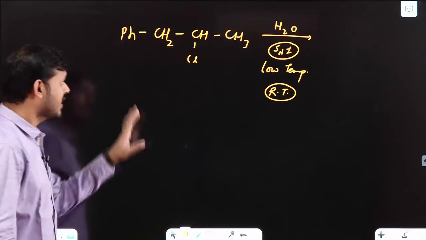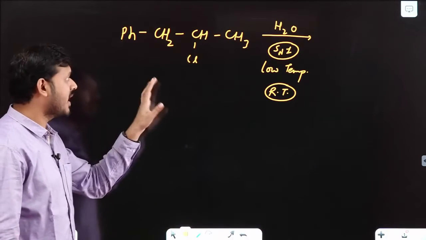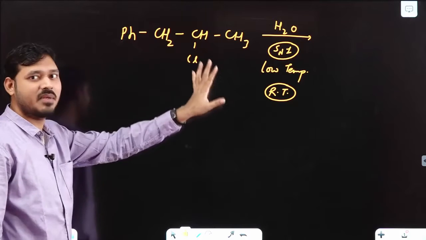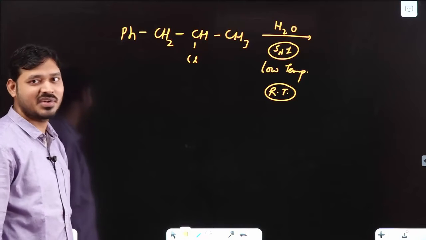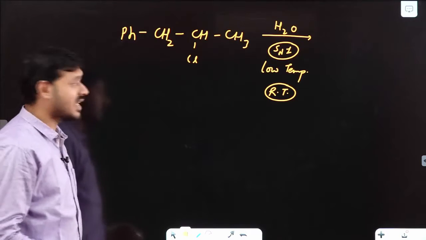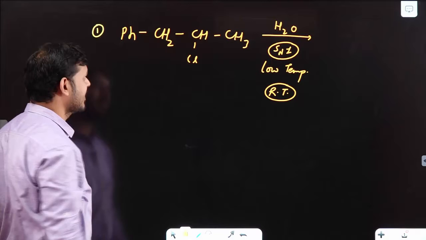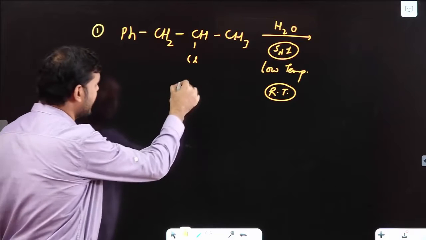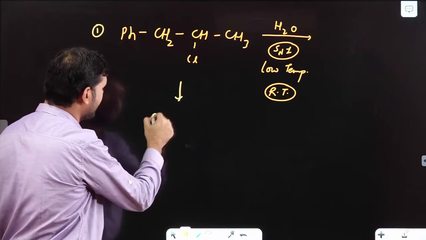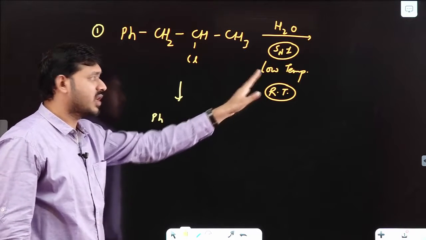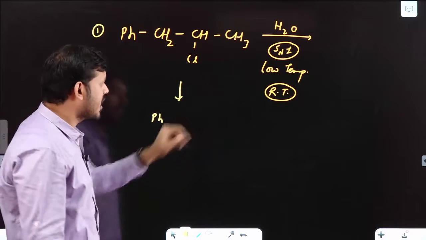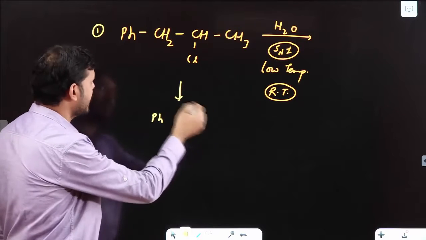So dear students, in the given question, you have to find out how many products will be formed in this reaction, the total number of products formed. Try to do it by yourself. Here the reaction will proceed with polar protic solvent, and low temperature is favorable. Room temperature or low temperature is mentioned.